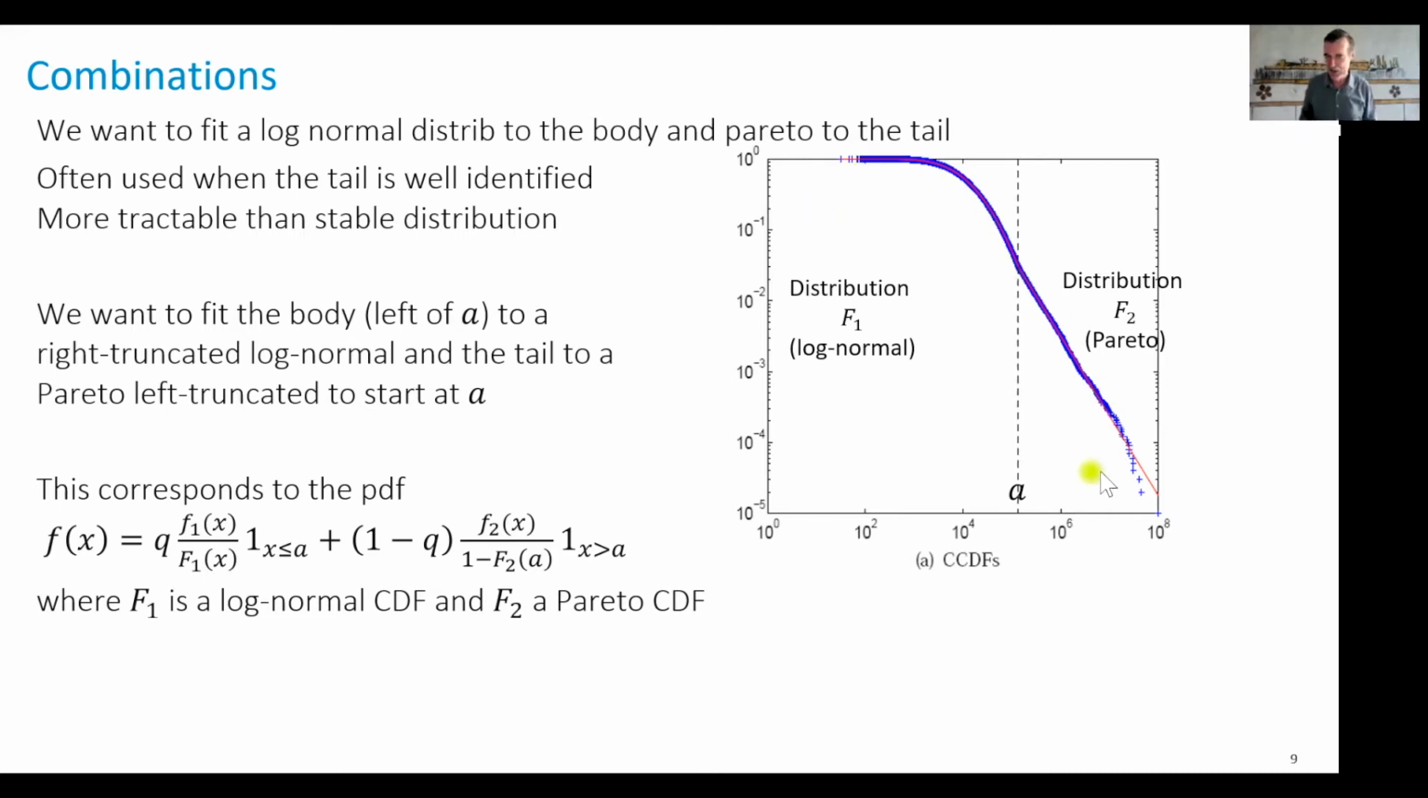Those are probably stable distributions because we know they come from aggregation of many things that are heavy-tailed. But fitting a stable distribution is something very complicated, so we don't even venture doing it. Instead, the practice is to do what we call a combination. A combination occurs when, for example, we say for up to some threshold A that remains to be determined, we fit a certain distribution, and after the threshold A, another one here.